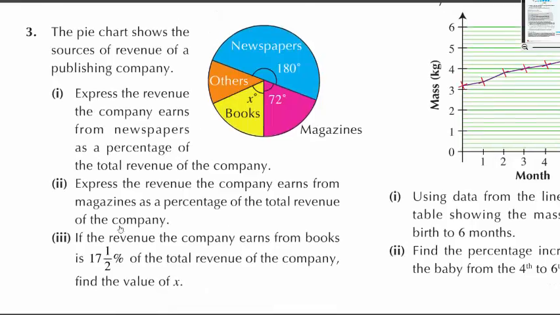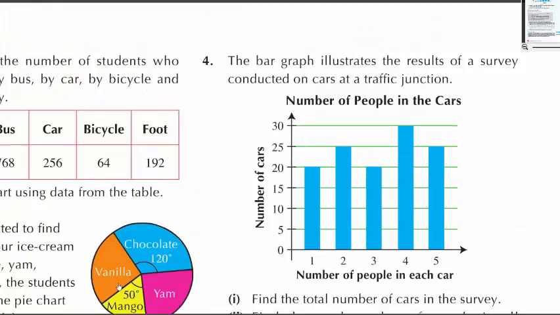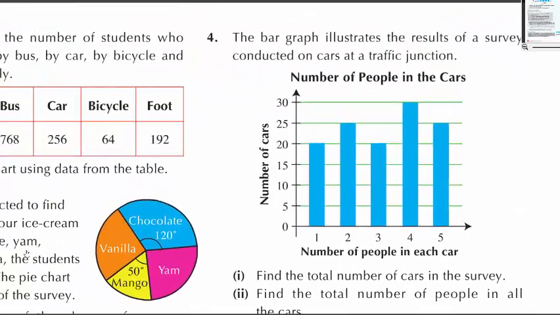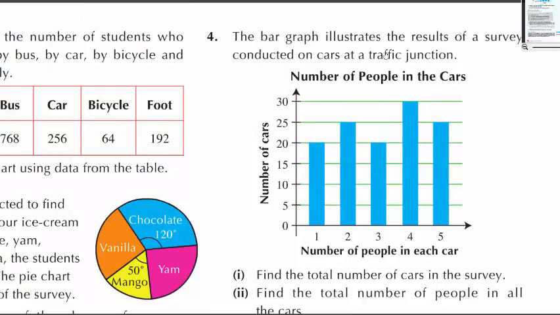Okay, now let's move on to question 4. Now question 4 says that this is a bar graph illustrating the results of a survey conducted on cars at a traffic junction. So now, I already told you the horizontal axis will reflect the event, and the vertical axis will reflect the frequency. Okay, so bear in mind, the event is actually investigating the number of people in each car.